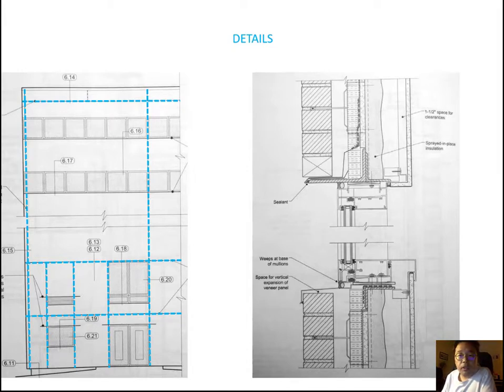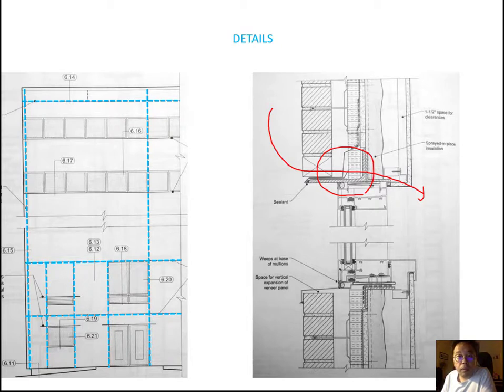So when you're designing the brick veneer detail at the opening, the window or door, you have to design very carefully because of water penetration. It is very easy for water to get in when you fail to design this detail. So from this design, you have to be very careful designing this assemblage and the joint.